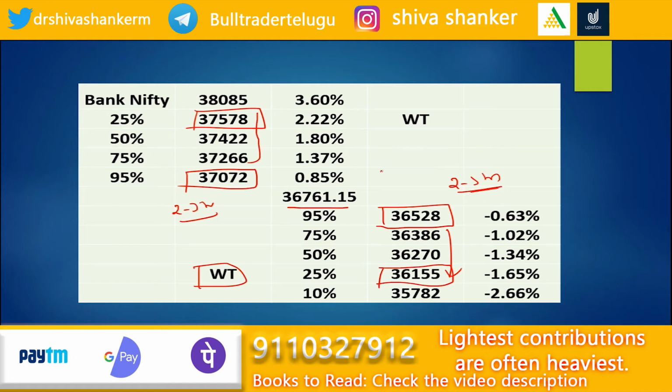And for this week, most of the open interest is built up at the 36,500 and 37,000 levels. So mostly this week, the market will be range bound between these two levels, 37,000 and 36,500. Or once the market comes out of this range, then we can expect a rally up to the 37,500 level.